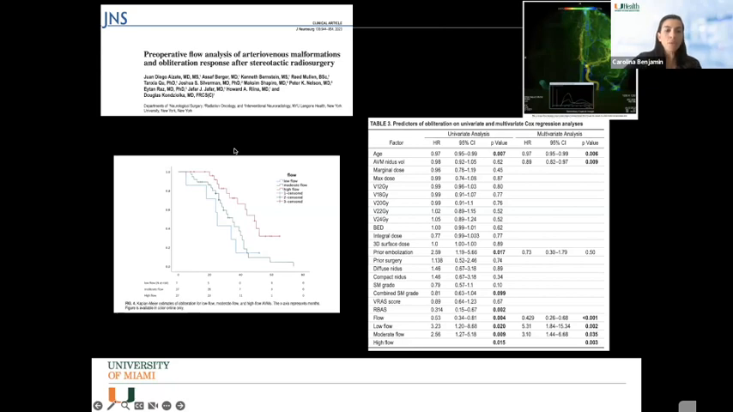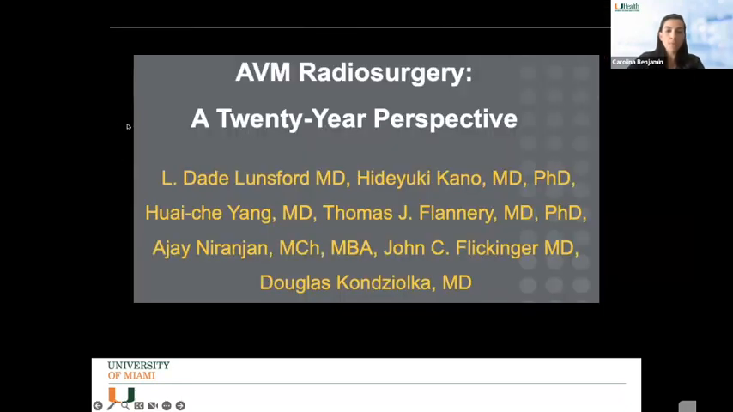So I think looking at some of this more precise and dynamic imaging gives us more insight as to which AVMs are going to obliterate and in which time frame. And I think that's important to quantify the risk to our patients and help guide our patients when we're talking to them in the clinic about treatment of these AVMs.